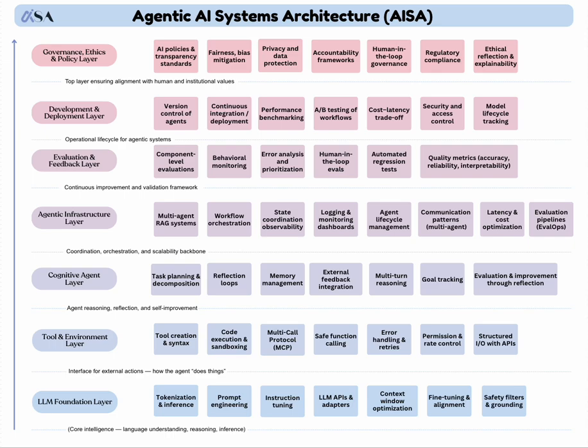So today I want to walk you through AISA, which is an Agentic AI Systems framework. It is not a library or a specific implementation. It is a reference framework, a way of thinking clearly about how Agentic AI systems are structured and how their components interact and where responsibility should live.